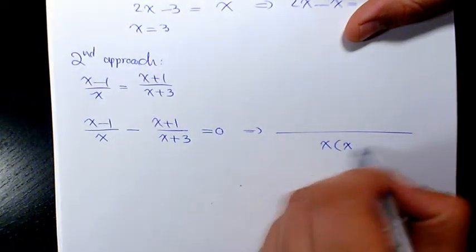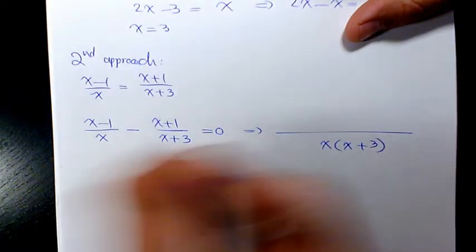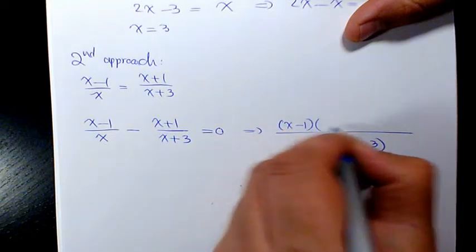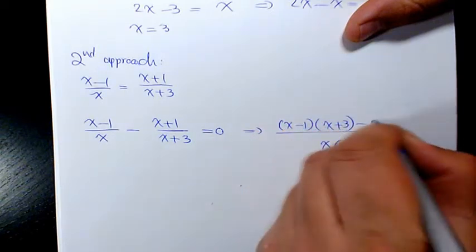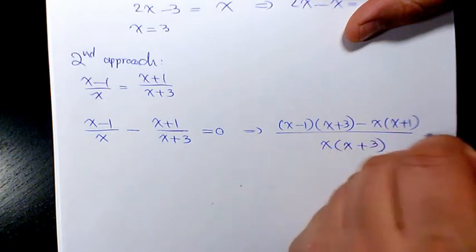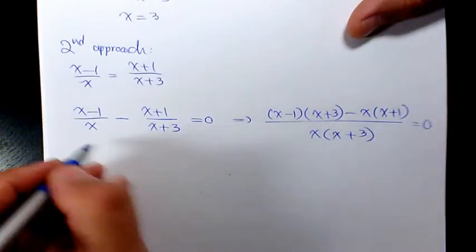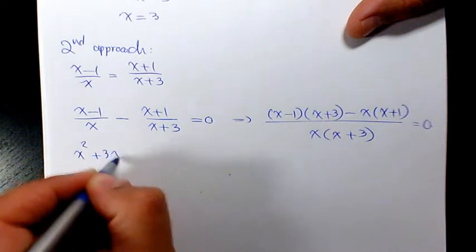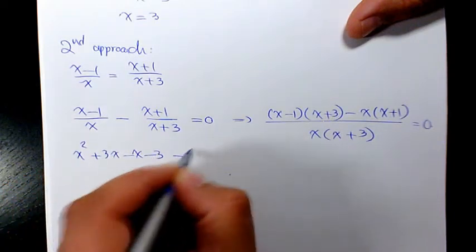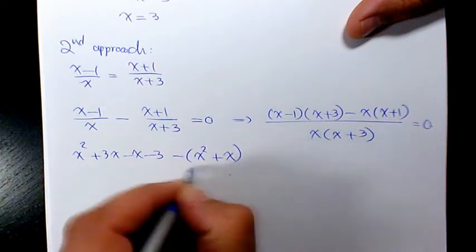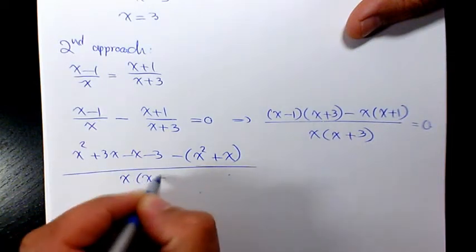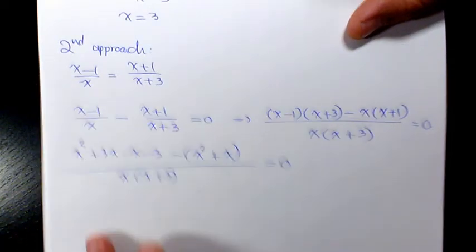Then you do common denominator. (x minus 1)(x plus 3) minus x(x plus 1) equals 0. Then you have x squared plus 3x minus x minus 3 minus x squared plus x, over x times (x plus 3), equals 0.